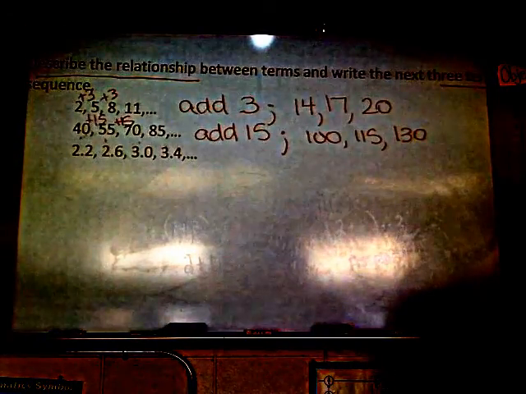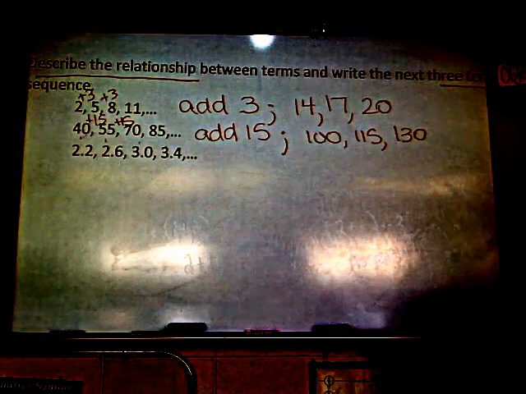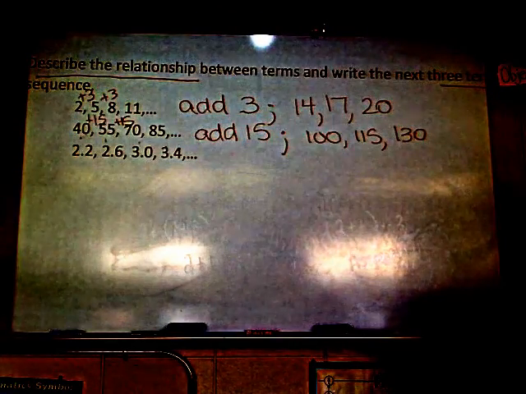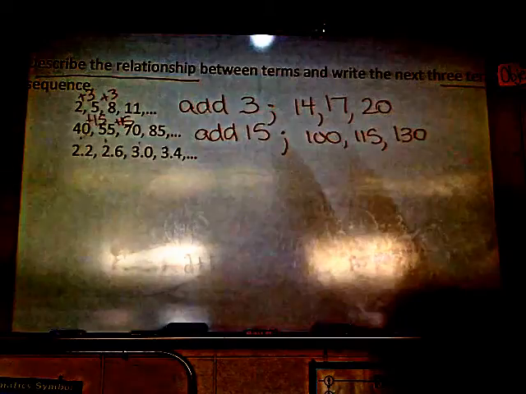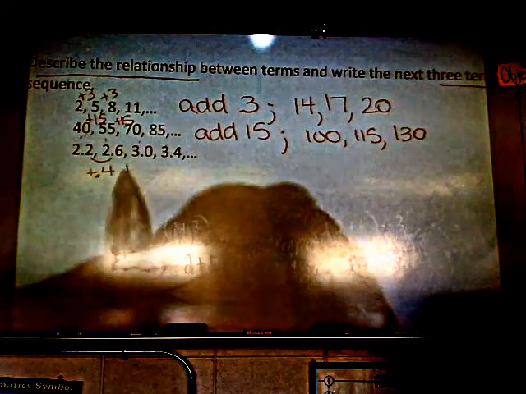Last example we have is 2.2, 2.6, 3, and 3.4. I have decimals. And arithmetic sequences can be with decimals, fractions, whole numbers. So as I take a look at the difference here, to me it looks like I'm adding 4/10.